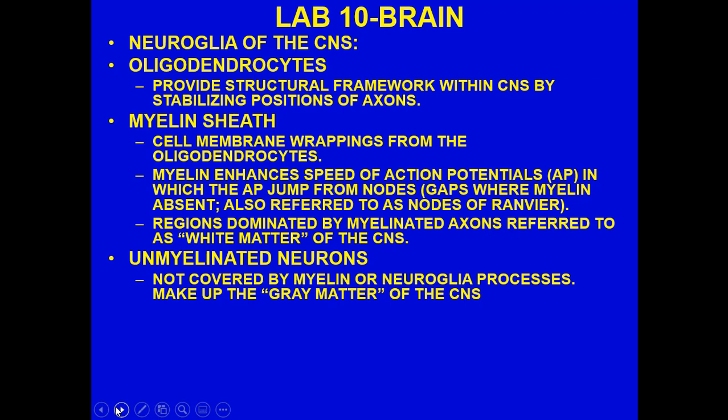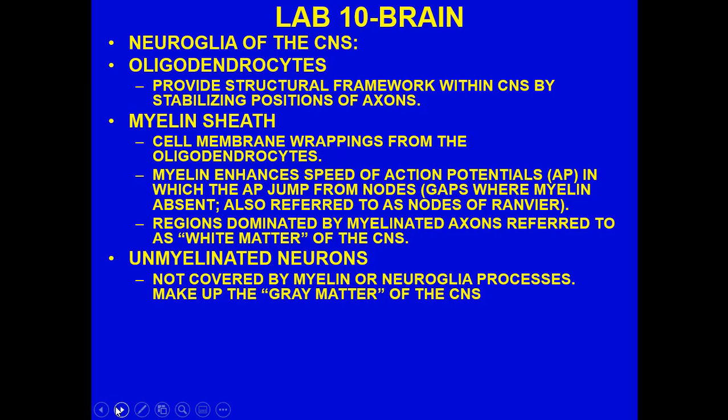Now, we have oligodendrocytes. These are the cells that help provide the myelin sheath. They provide a structural framework within the CNS by stabilizing the positions of the axons. Oligodendrocytes have extensions of their cell membrane, and they wrap around the axons of the neurons. The importance is that they are providing myelination.